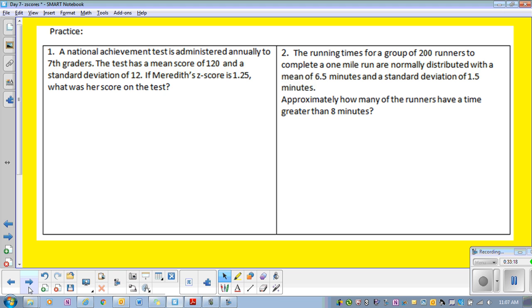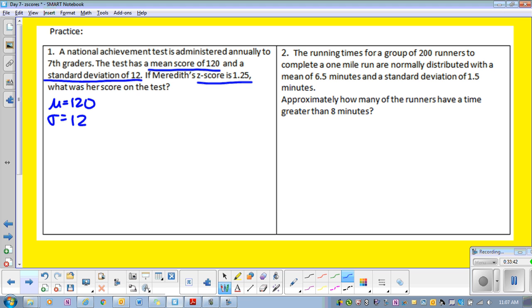All right, look at number 1. A national achievement test is administered annually to 7th graders. The test has a mean score of 120, so mu equals 120, and a standard deviation of 12. If Meredith's z-score equals 1.25, what was her actual score on the test? This has nothing to do with the table. It's just to plug it into your z-score equation and solve for x, right?